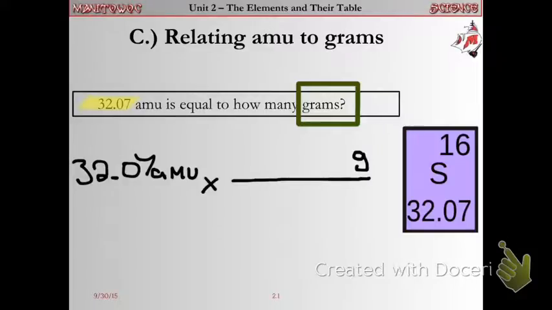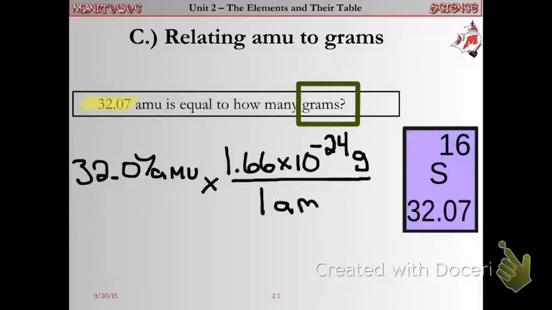Now, if you look back on those previous conversion factors, the conversion factor that had grams on the top had the little tiny number up there too, 1.66 times 10 to the negative 24th. Now, we do not forget the denominator. We want the stuff on the bottom as well. And that was 1 AMU. There we go.